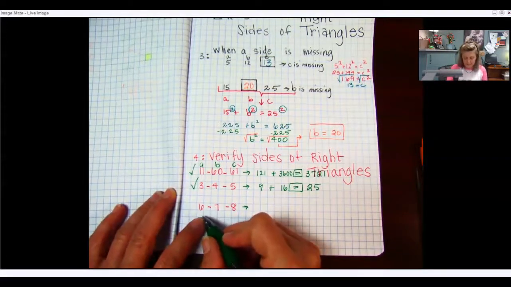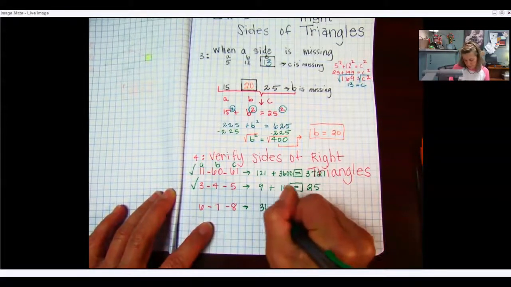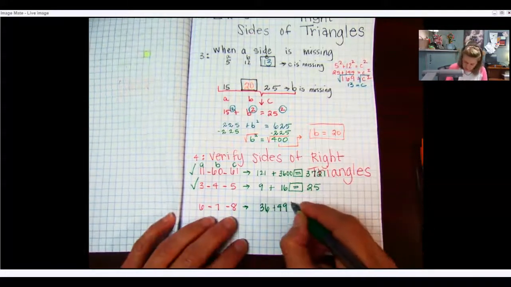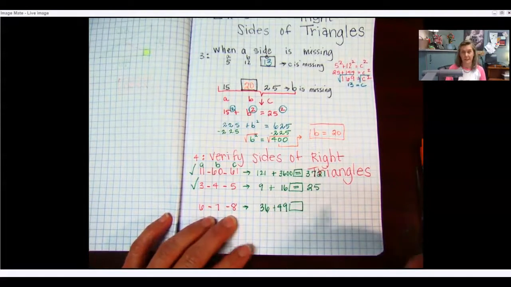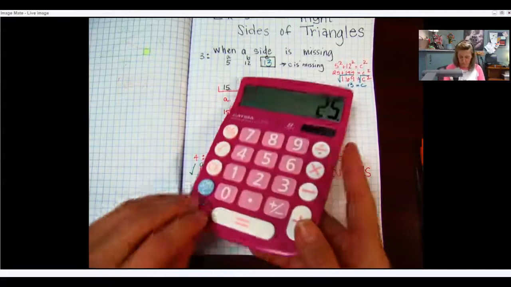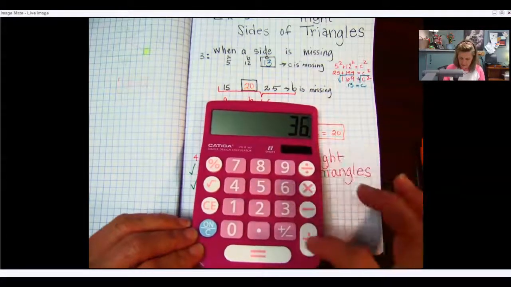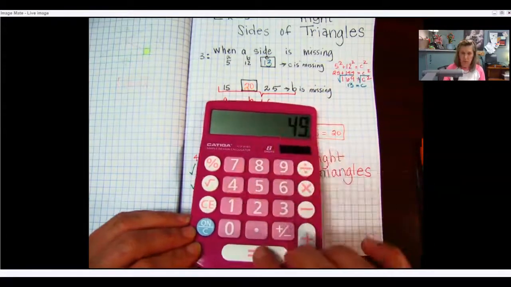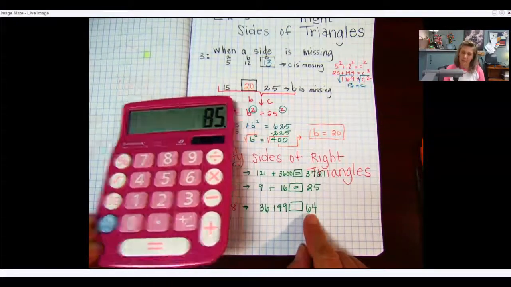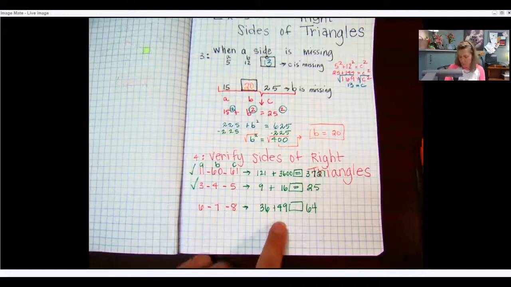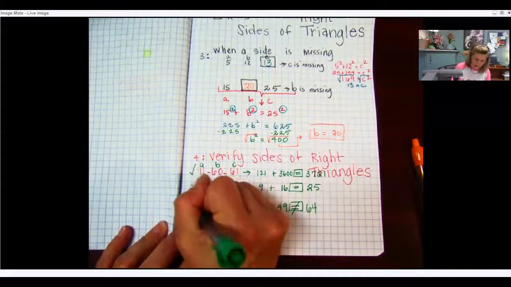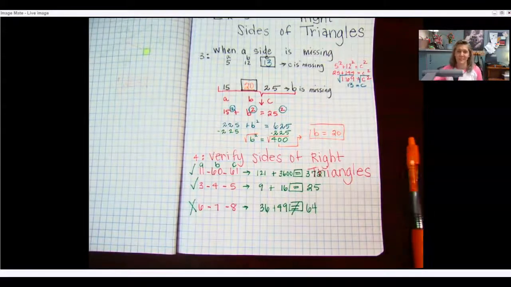So this is 6 times 6, 7 times 7, 49. Draw my comparison box, and then 8 times 8, 64. Okay, let's do 36 plus 49. 36 plus 49, that's 85, and that's a 64. So this very last example, those do not equal, so I'm going to write the not equal sign, and those don't form a right triangle. So that's how you do those problems.